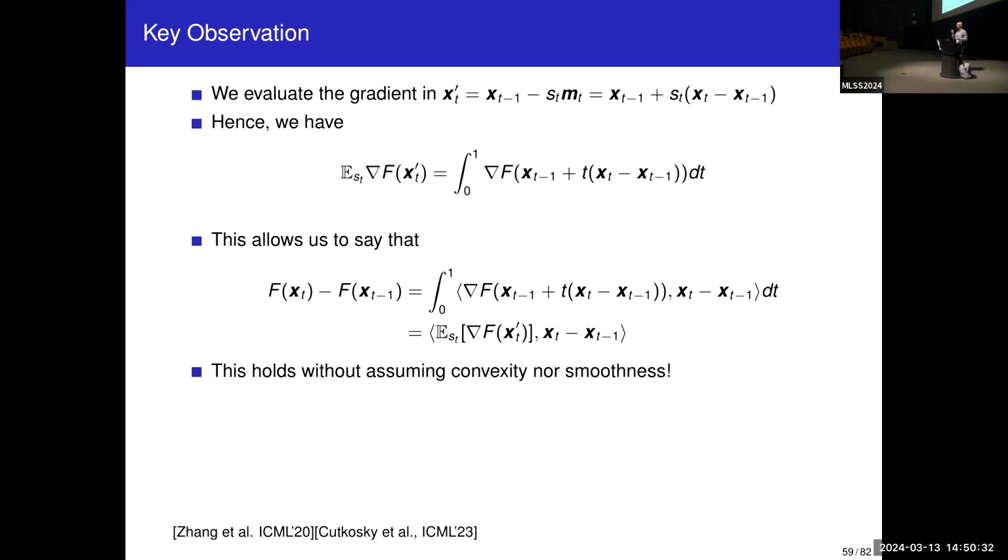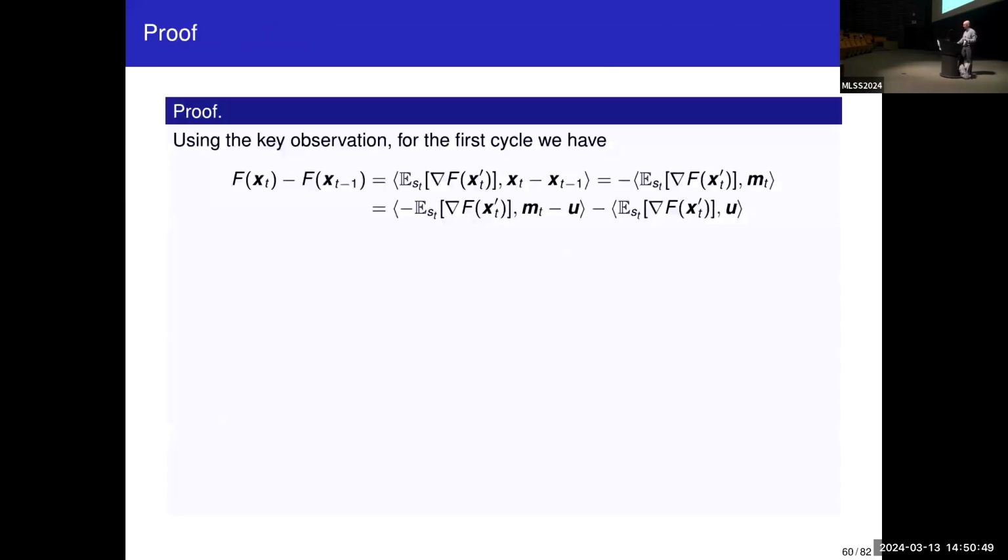This is a very strong link because it's with equality. It doesn't need convexity. It doesn't need smoothness. The only caveat is that I need to sample the gradient in a weird point because it's a stochastic point, but that's it. Okay, so this is our main trick. How do we use it? And this is the proof, the usual one slide of proof.